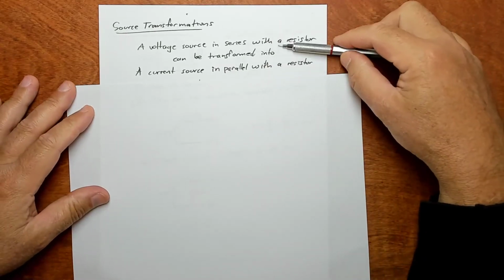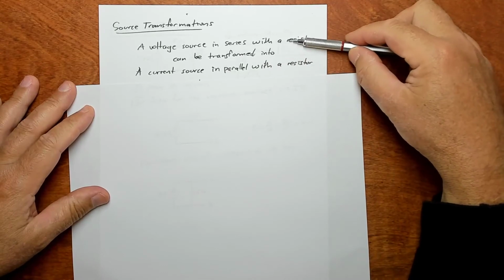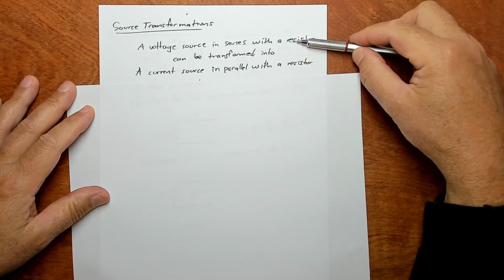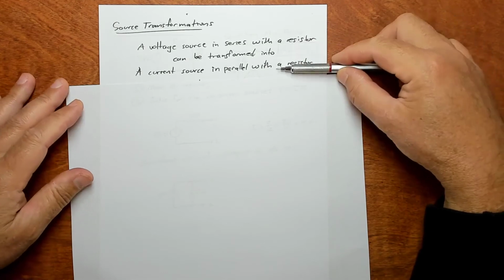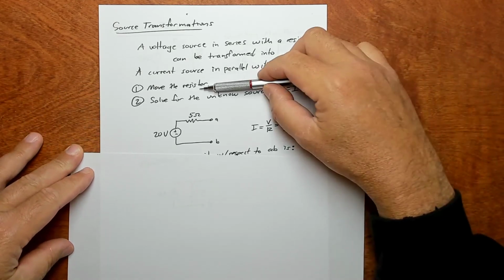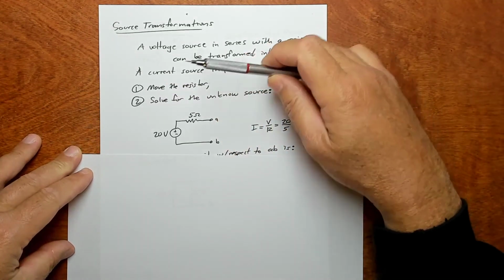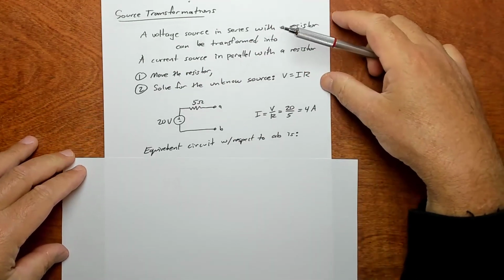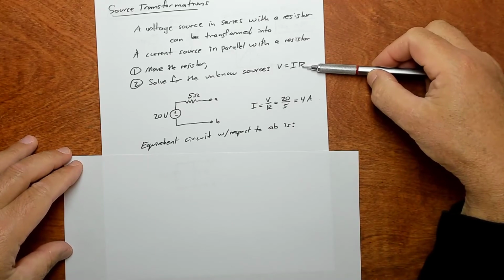But you can also just do this with any circuit that has a voltage source in series with a resistor. You can just transform it into this other thing, a current source in parallel with a resistor. And the way you do it, there's two steps. You just move the resistor, just flat out move it. And then you solve for the unknown using Ohm's law.